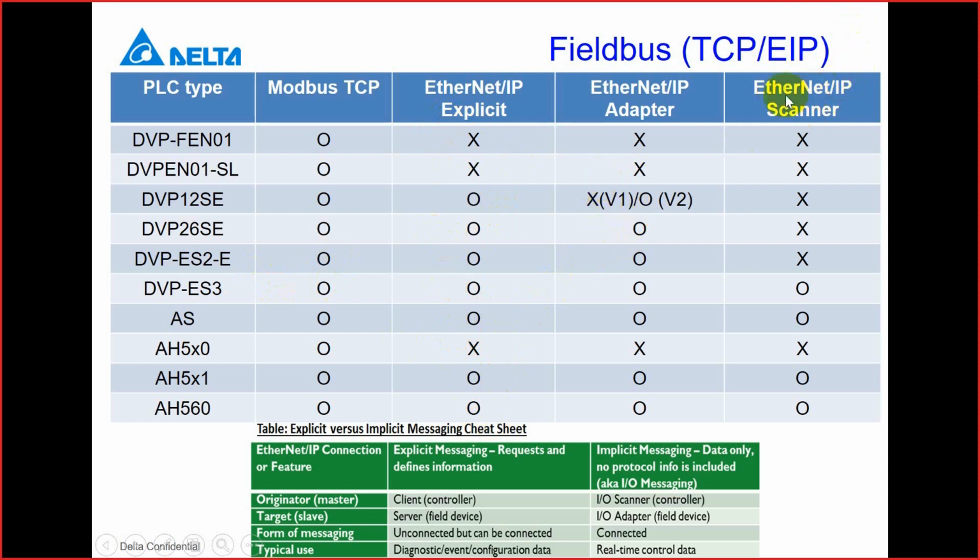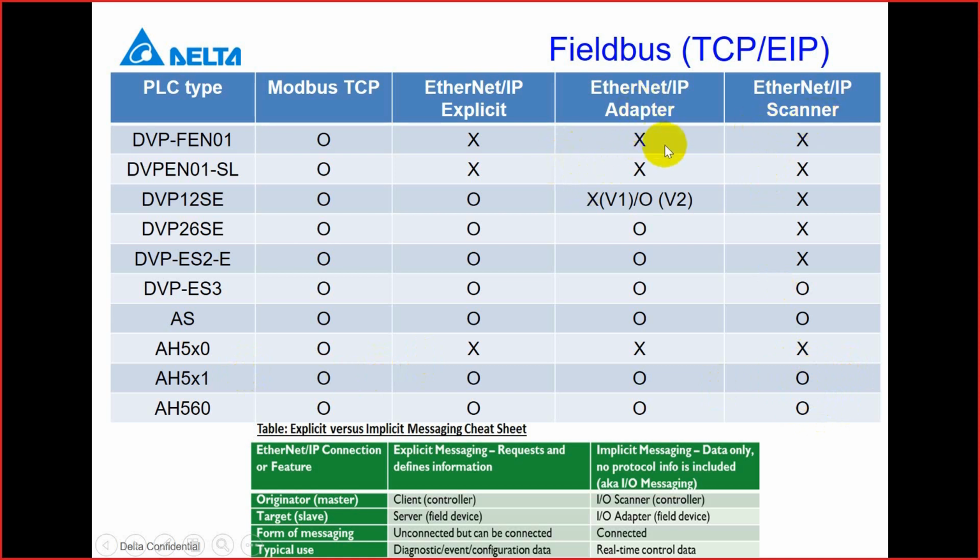Okay, and then come to the Ethernet IP scanner. If you imagine that, it is similar to the Modbus serial master. So you can consider this as a master. For master, now we have only ES3, because this one uses the same CPU as ACE. Then in the morning we also talked about these two, also the new generation. So it supports Ethernet IP scanner.